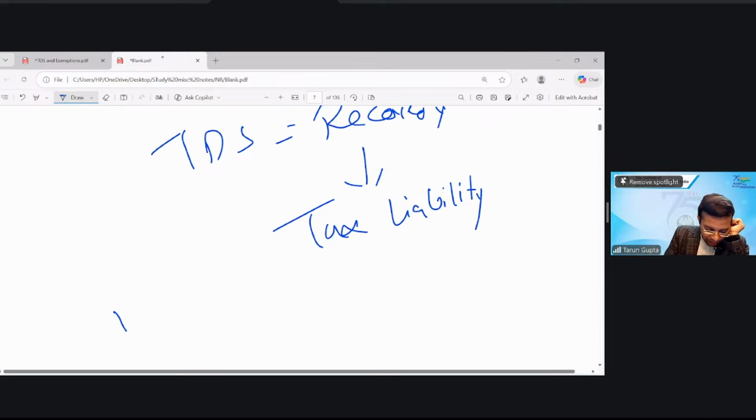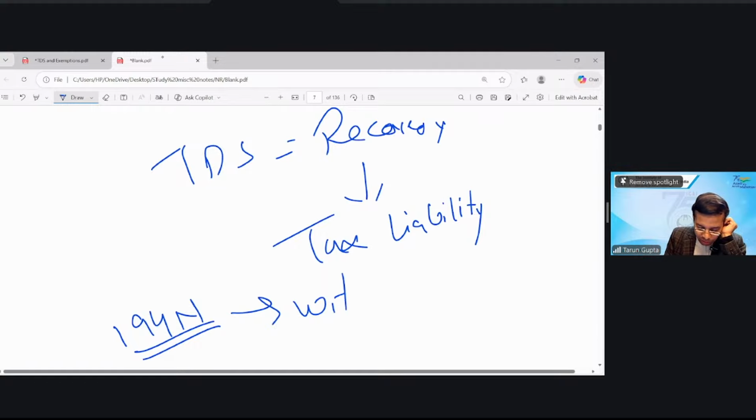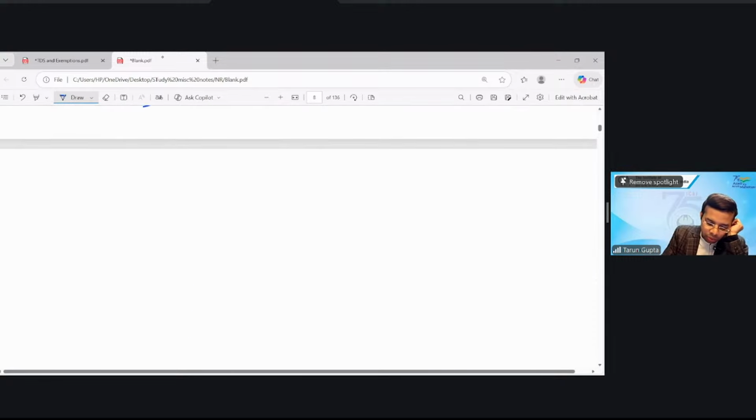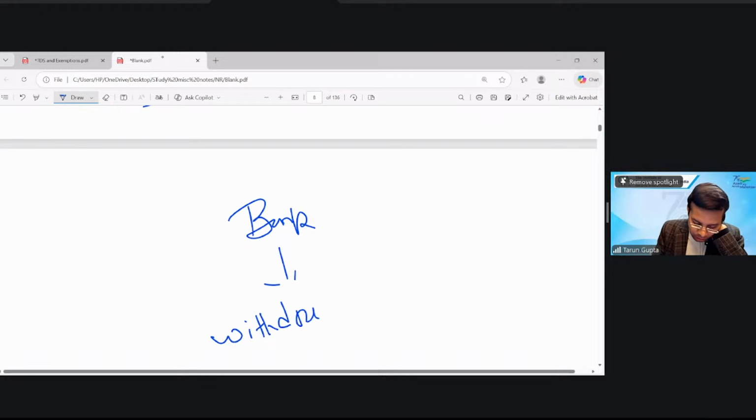But 194N is the unique section. It applies on withdrawal of cash from my own account. So what it says, I have a bank account, my own bank account with a bank. If I withdraw cash from such bank, is withdrawing cash my income? Of course not. The money lying with the bank is my money only. I'm just withdrawing it. If I put money in my wallet and then withdraw it from my wallet, the withdrawal doesn't become income.